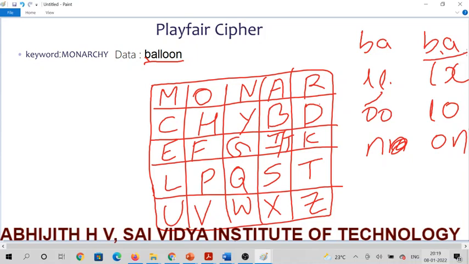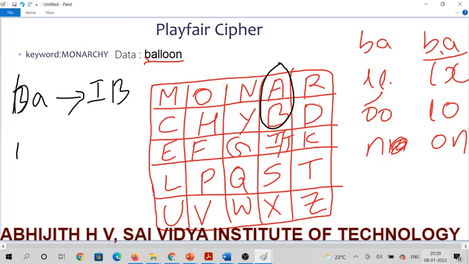Now I want to convert this into cipher, starting with BA. If you look at B and A, they are in the same column. So B and A will be replaced like this. If the letters are in the same column, we will be taking the next letters in the same column. The next letter for B is either I or J, so I will be taking any one of them, I. For A, the next letter is B.